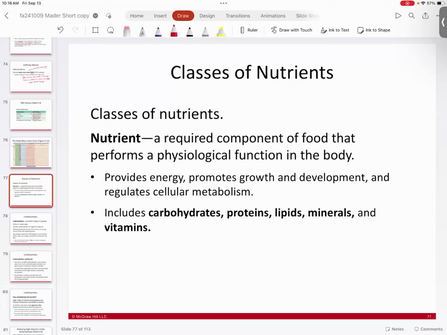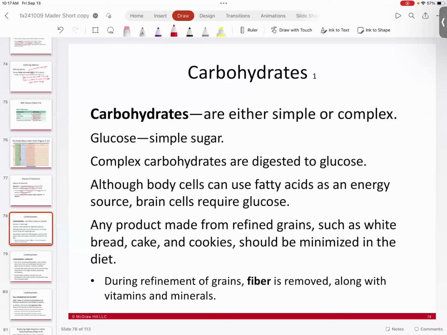Okay, let's take a look at our nutrients. We'll have different types of nutrients, but most of them we need because they have some sort of physiological function in our body. Typically, they'll either be providing energy, providing for our growth and development, or they'll be necessary for cellular metabolism. For instance, we need to eat carbohydrates, lipids, proteins, minerals and vitamins. So we need to eat all of those.